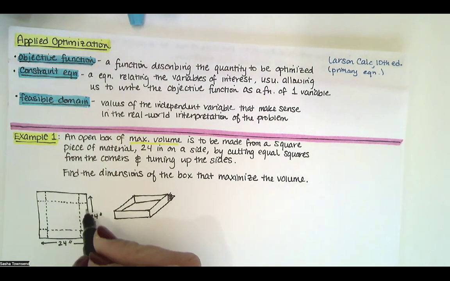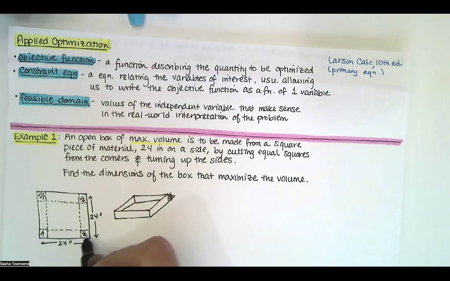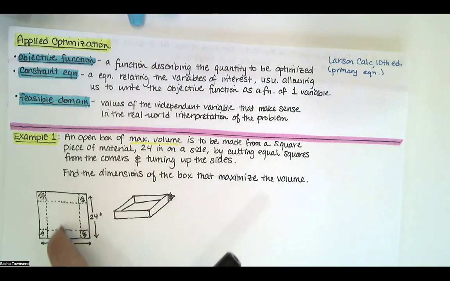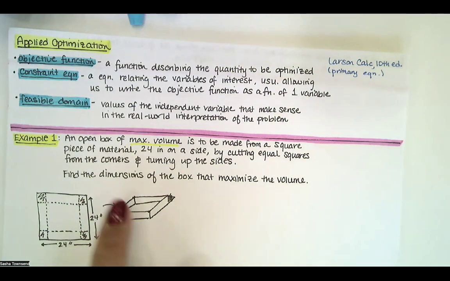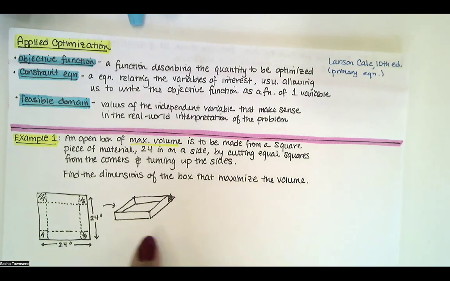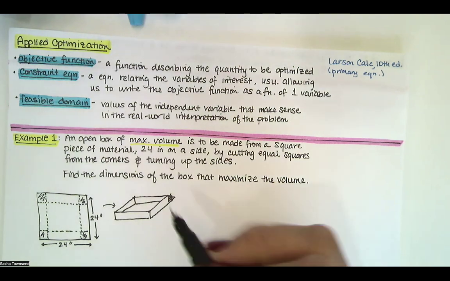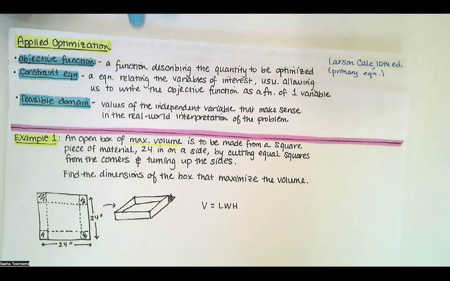So if I cut these pieces out and then I turn up this side and this side, then I would get something that looks roughly like that. And the question says, find the dimensions of the box that maximize the volume. Well, the volume is just length times width times height. And that length, width, and height are all related to those little squares that we took out.